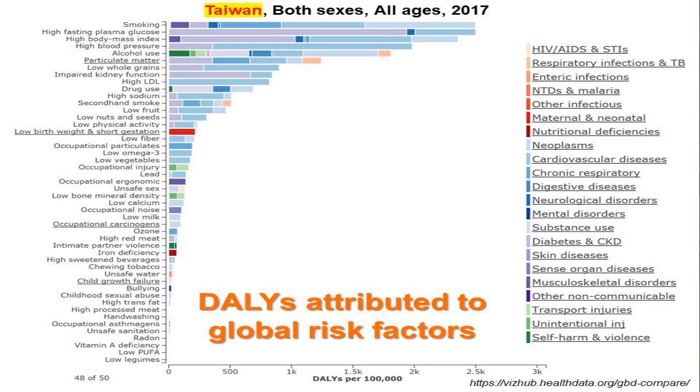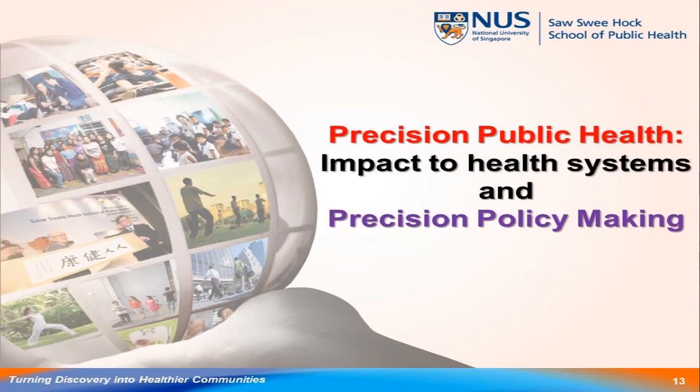This effectively tells us how we target our policies in a better manner to target the risk factors better. So that is the first approach in precision public health: really understanding where the problem is, what the magnitude of the problem is, and what the drivers of the problem are.